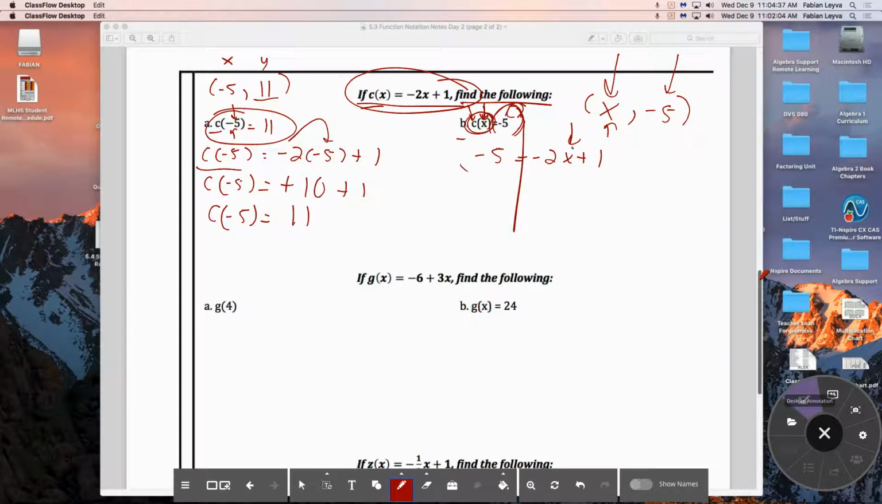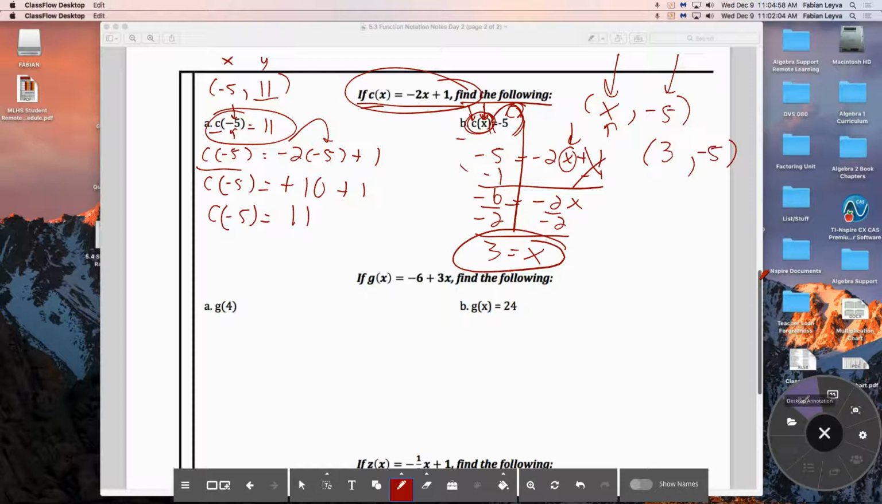Remember, when you solve for x, you want to get rid of everything else around it. So I'm going to get rid of that plus 1 by subtracting 1 on both sides. You end up with negative 6 is equal to negative 2x. Dividing by negative 2, you end up with 3 is equal to x. So if I were to write this as an ordered pair, my input would be a 3, and my output would be a negative 5. Again, train your mind that when you see your function equal to a value, they're telling you to set that whole function equal to that value and find the x that makes it true.